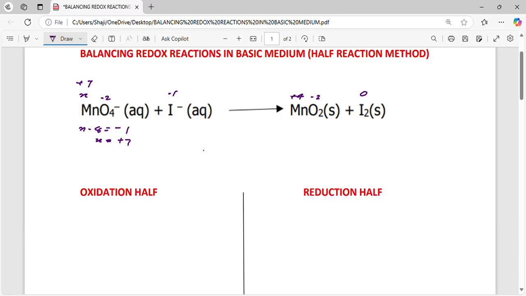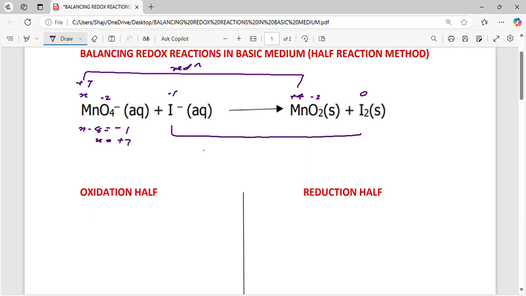Now we can compare. Manganese is changing its oxidation state from +7 to +4, which is a reduction. Why? Because the oxidation state is decreasing. And iodine is changing its oxidation state from -1 to 0, and it is undergoing oxidation. Why? Because the oxidation state is increasing.